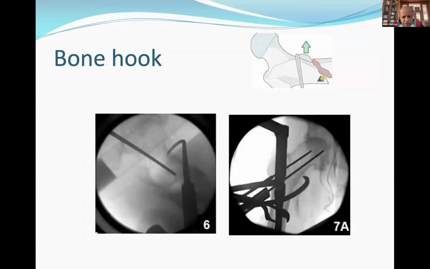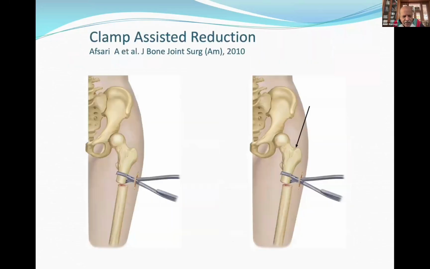You can also use a bone hook. That's another technique you can use. Put a bone hook, pull this fragment down, and get your anterior cortical line reduction properly in the lateral view, which is the more important view rather than the AP view. The AP view can misguide you. Once you've got your bone hook in place, then you can put your nail in. Subtrochanteric fractures, I think this picture has already been shown.